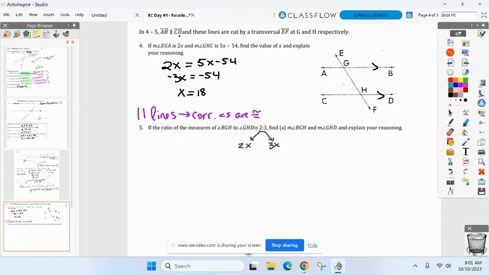So everyone label now BGH as 2x and GHD as 3x. GHD, follow it with your fingers if you need to, or your pen or pencil. GHD, 3x. All right, back to your groups. What type of angles are they, and what do we know about them? So you can set up an equation, right? What type of angles are they? Are they congruent or supplementary? Look where they are.